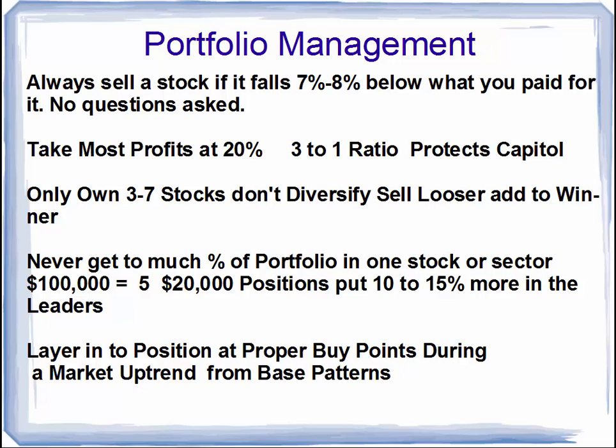Layer into the position and at proper buy points during a market uptrend from base patterns. So in other words, you might buy 50% of one of these $20,000 positions, and then as it moves up a couple percent, go ahead and add to it a little more, even maybe adding the 10 to 15% as the stock shows it's a strong stock. And in another one of these PowerPoints, I'll be covering what base patterns are, and you can do a lot of learning and reading on that on your own.